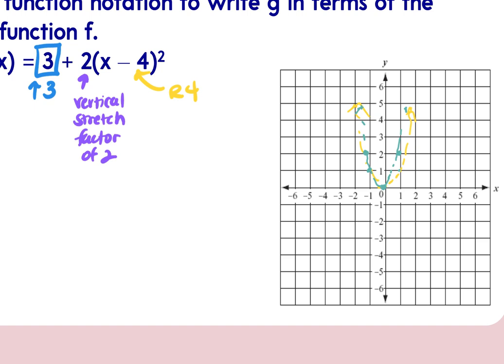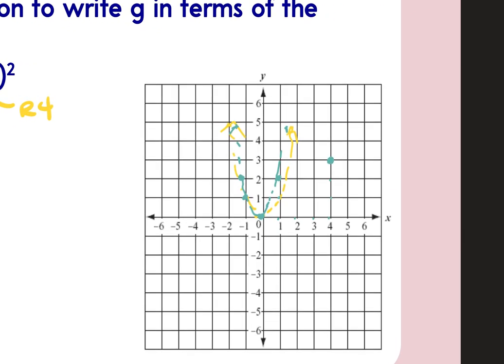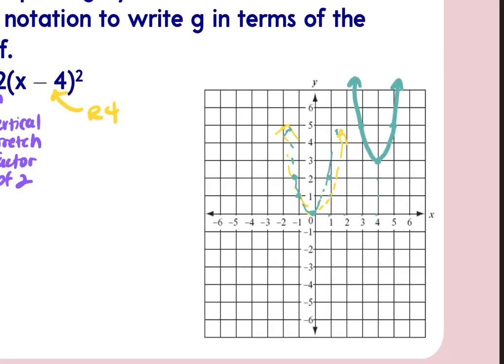Then the right and left and up and down order doesn't matter. I'm going to shift it to the right 4 and up 3. So I'm going right 4 and up 3. And then my right 1 and up 2 is the narrowness or the vertical stretch.